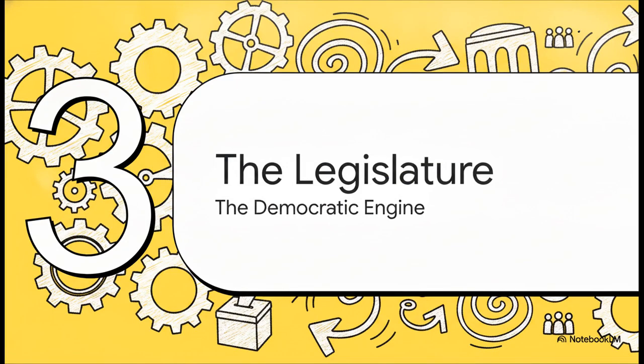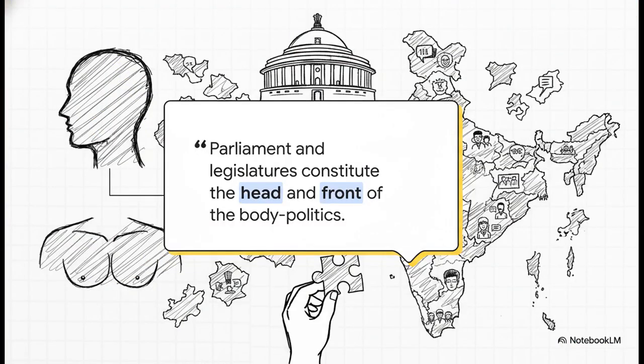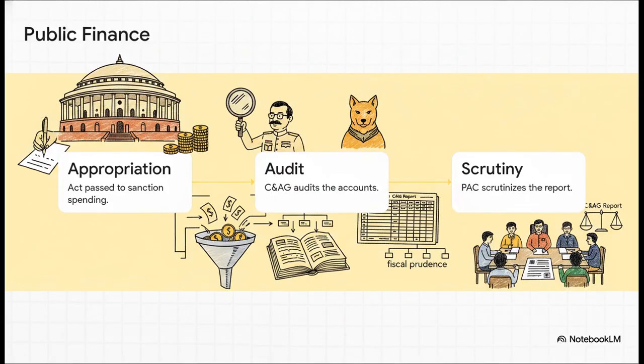Let's shift gears to Section 3, Legislature, the democratic engine. Former President of India, K.R. Narayanan, captured this perfectly when he said, "Parliament and legislatures constitute the head and front of the body politics in India." You see, in a parliamentary democracy, the legislature is supreme because it represents the actual sovereignty of the people. It's the grand forum where diverse interests from every single corner of a billion-strong nation clash, negotiate, and ultimately forge consensual policies.